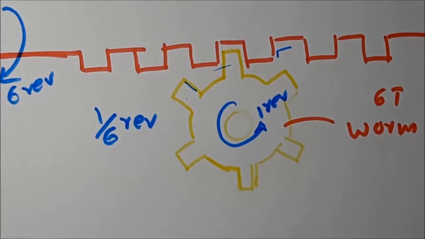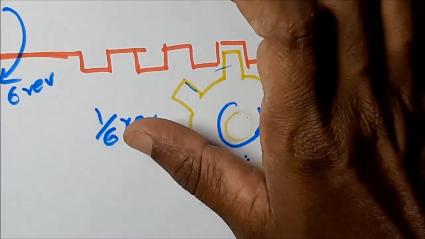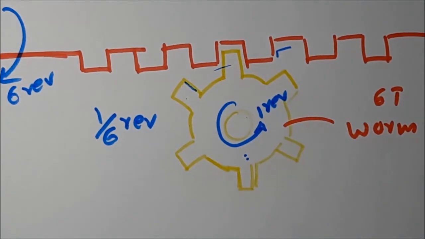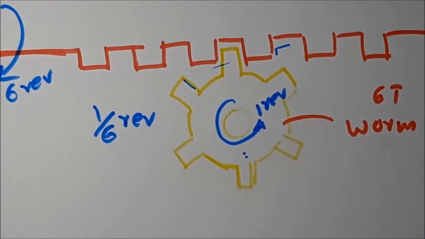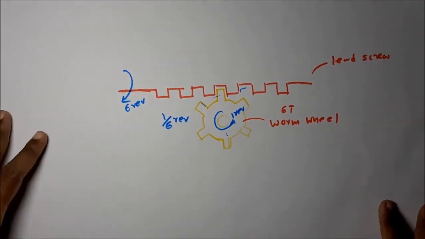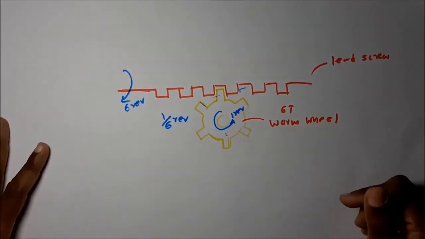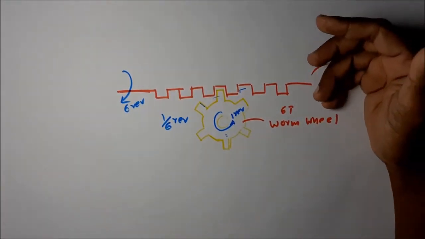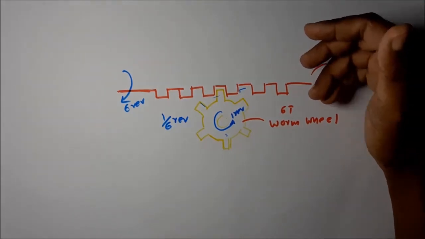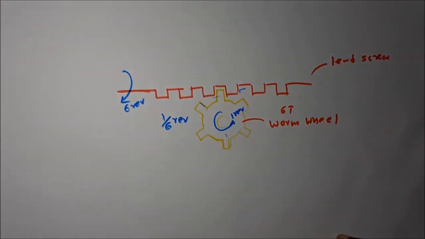Actually, this threading dial is a counter. It counts the number of revolutions of the lead screw. The threading dial is actually a counter. It counts the number of revolutions of the lead screw. So why does it count the number of revolutions of the lead screw?